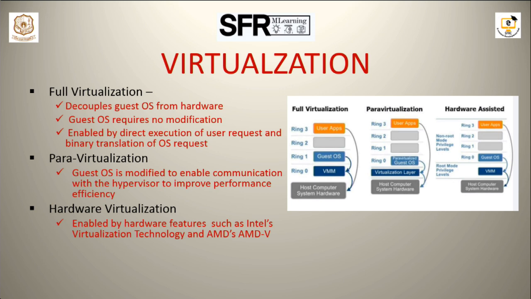In full virtualization, it decouples the guest OS from hardware. The guest OS does not require any modification. It is enabled by direct execution of user requests and binary translation of OS requests. In para virtualization, the guest OS is modified to enable communication with the hypervisor to improve performance and efficiency. Hardware virtualization is enabled by hardware features such as Intel's virtualization technology and AMD's AMD-V, and so on.